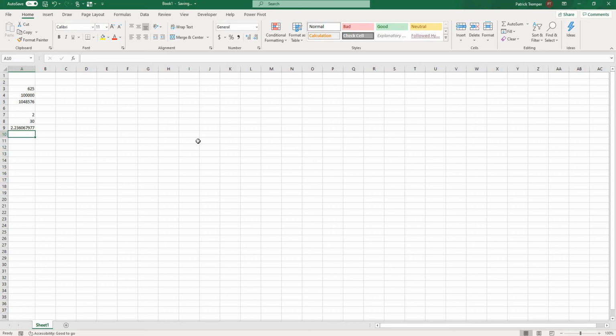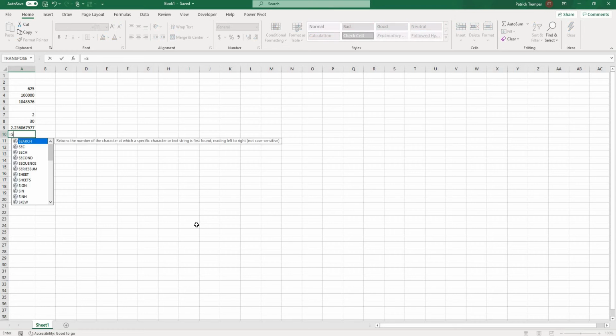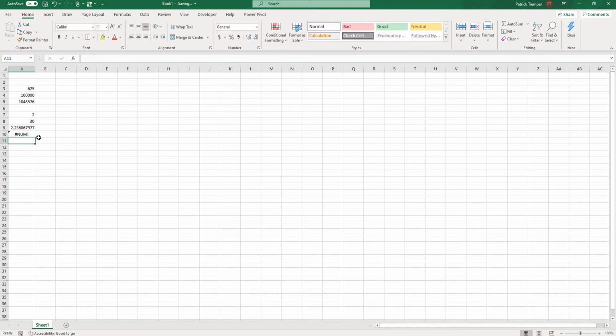The square root of 5 is irrational, so Excel will return an approximation of the square root, which is that right there. Now let's look at the square root of a negative number. The square root of negative 4, an error has occurred. The reason why is because no real number squared is a negative number.